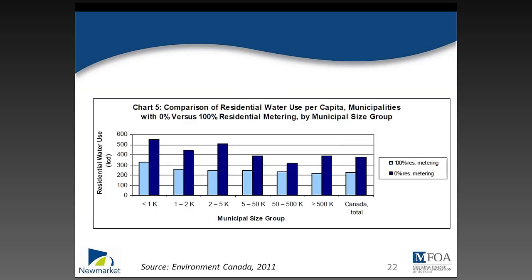Oh, sorry, here's a slide where it shows the difference between the different sizes of municipalities. The bigger the municipality, the lower the water consumption is per capita on average, and the more metering there is, the lower the consumption.